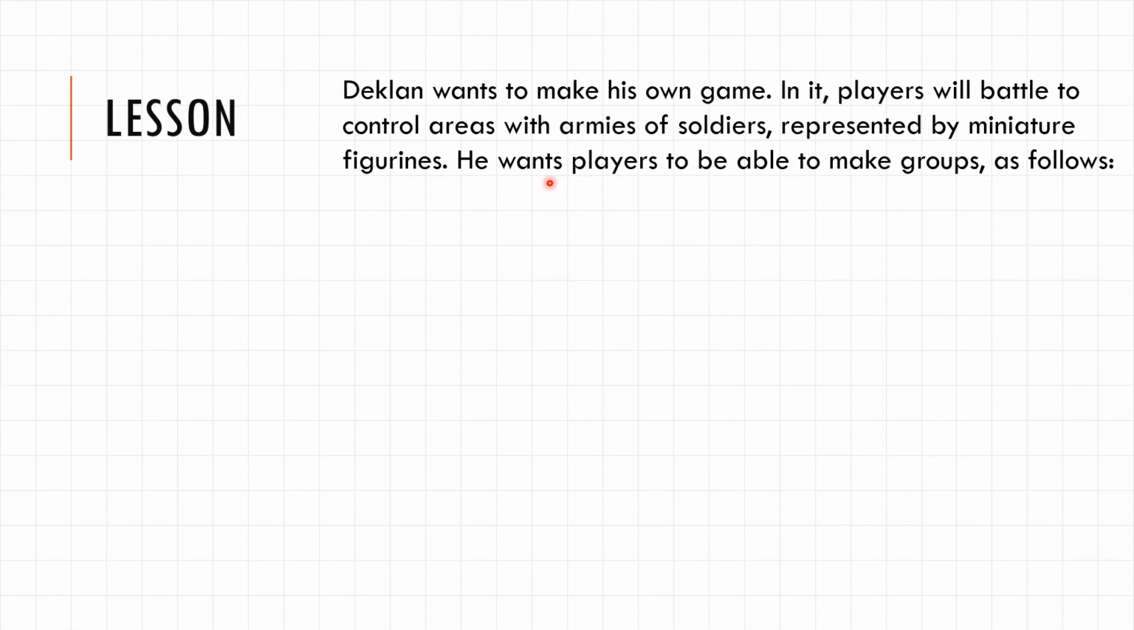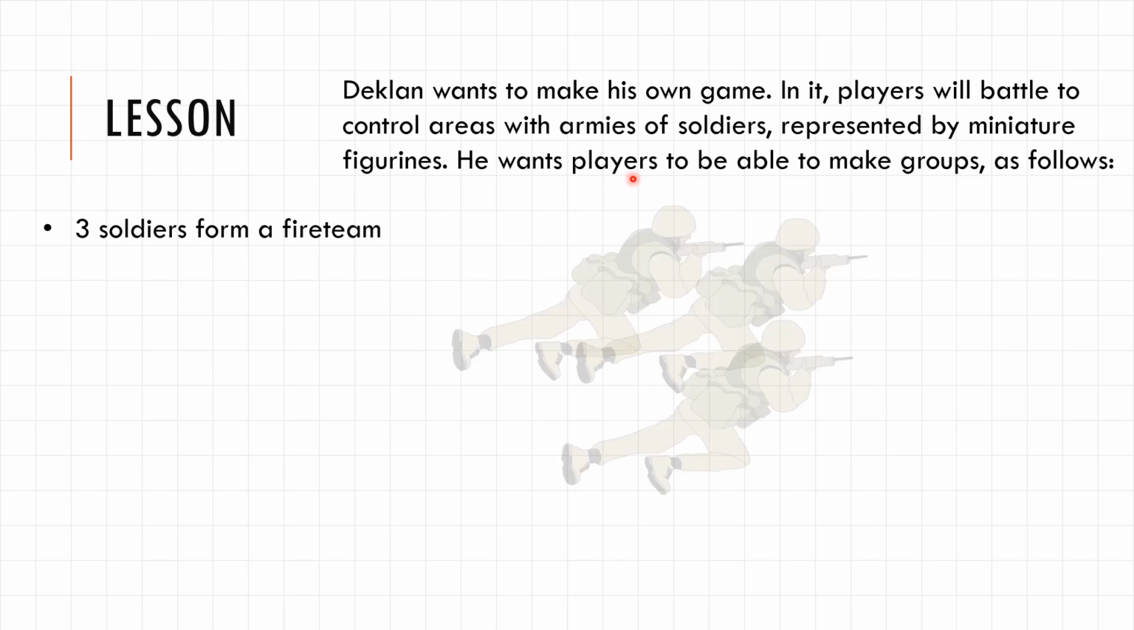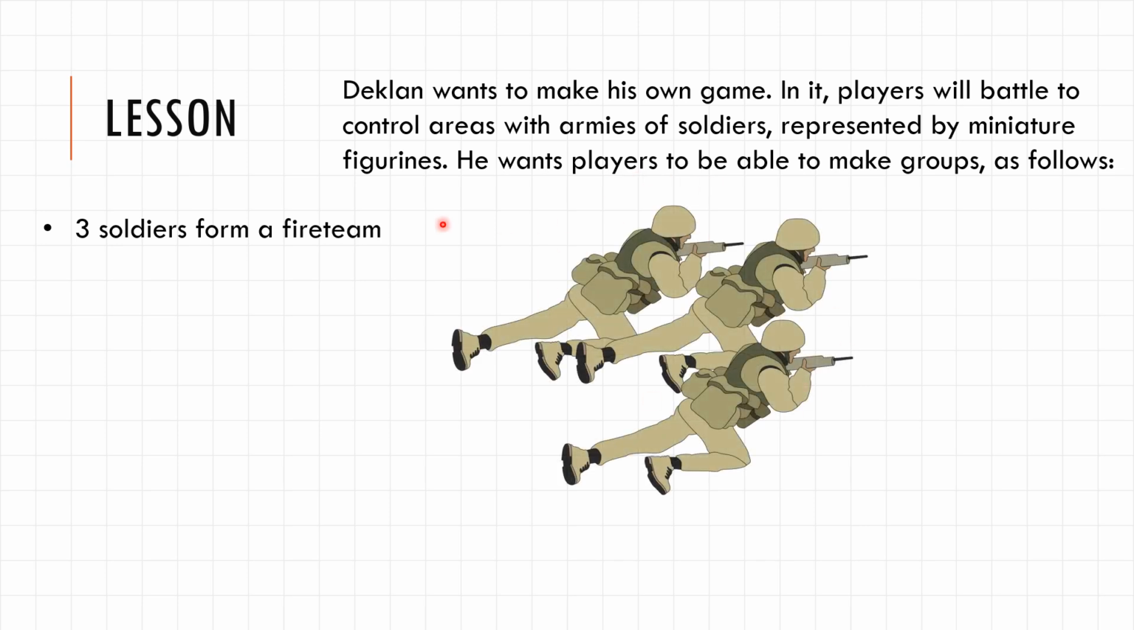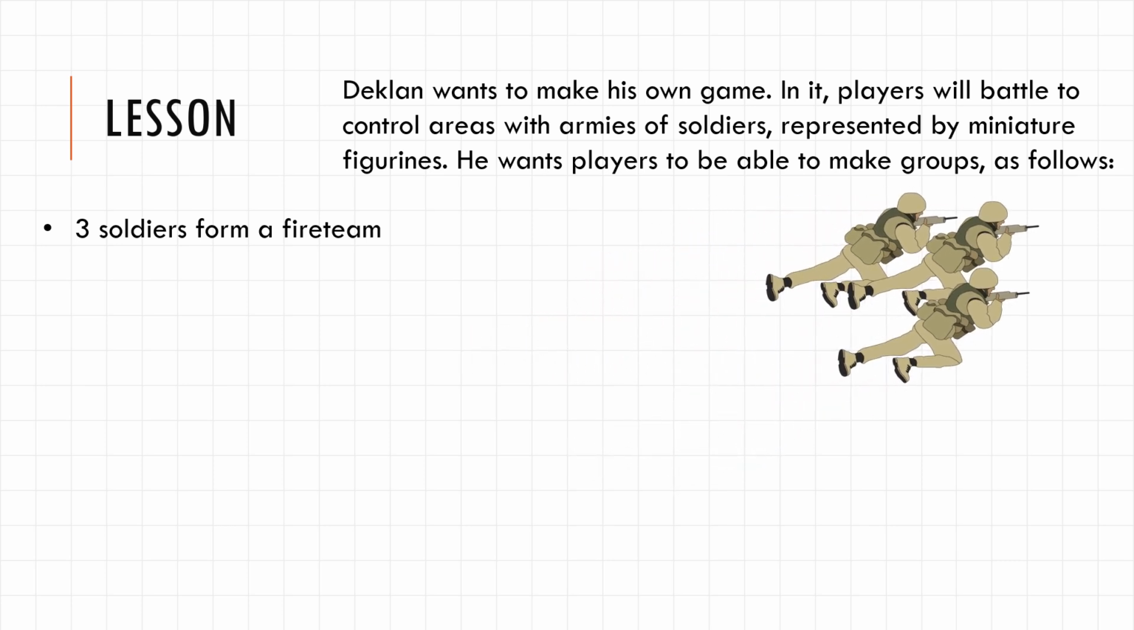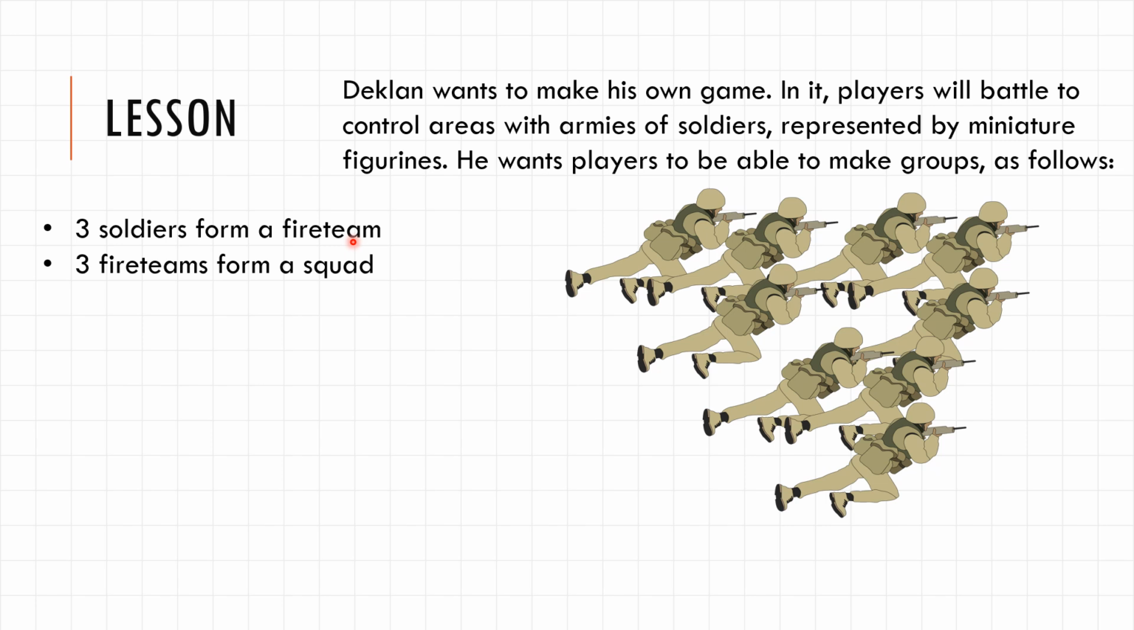Now, Declan doesn't want to play Monopoly anymore. He wants to make his own game. In it, players will battle to control areas with armies of little soldiers that are represented by tiny, tiny miniature figurines. Now, he wants players to be able to make groups of soldiers as follows. 3 soldiers together, like this, will form what's called a fire team. Three fire teams together will form a squad of soldiers.